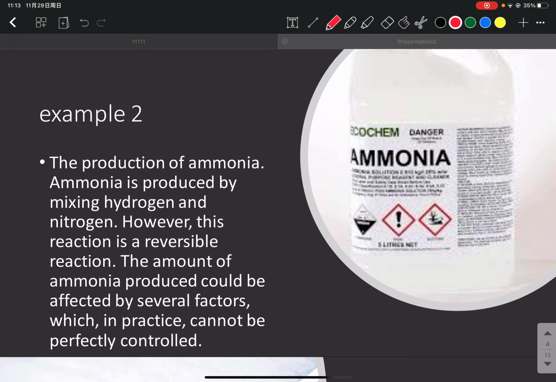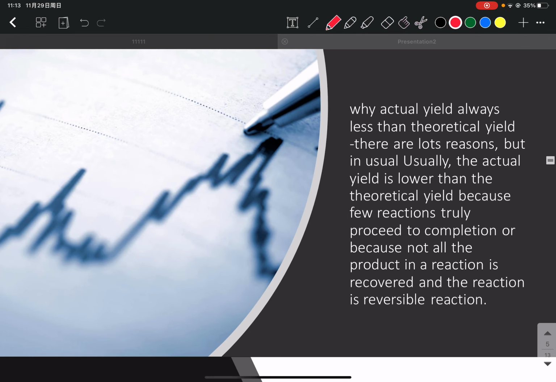So why is actual yield always less than theoretical yield? There are a lot of reasons, but usually the actual yield is lower than the theoretical yield because few reactions truly proceed to completion, or because not all the product in a reaction is recovered, or because the reaction is reversible. These are the three main reasons.